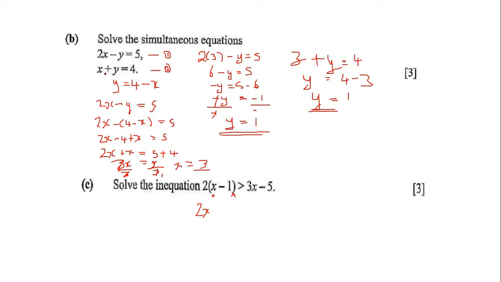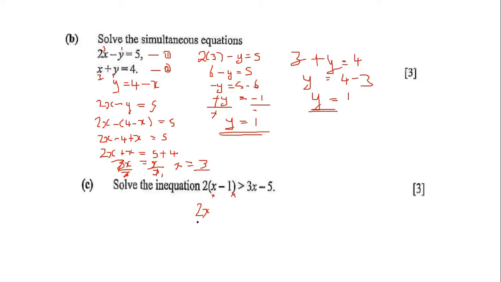And you can prove your values. If you put 3 here and you put 1 here, it will still be 3 plus 1, which is 4. And in the first equation, if you put 3 and you put 1, it will still give you the correct answer, because this will be 2 times 3, 6, and 6 minus 1 is 5. So you know you are doing the correct thing. All right, let's continue here.